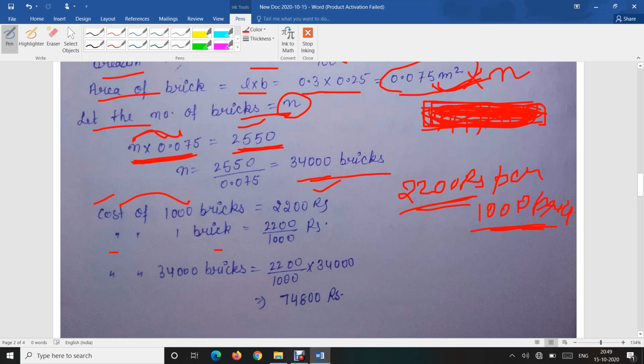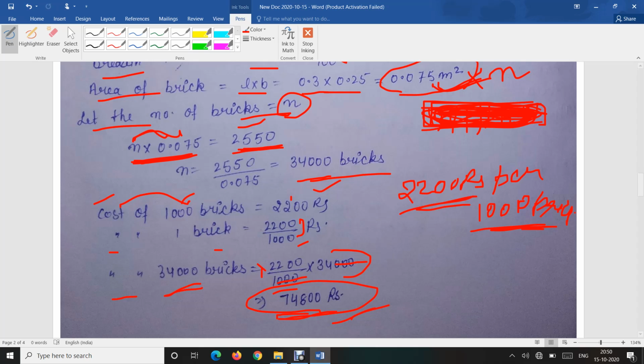Then the cost of one brick, obviously you have to divide this from this. So 2200 divided by 1000, and the cost of 34,000 bricks, which you have to find. So 2200 upon 1000 multiplied by 34,000. On solving that you get 74,800 rupees. That means the cost of 34,000 bricks is 74,800 rupees. Hope you understand this question.